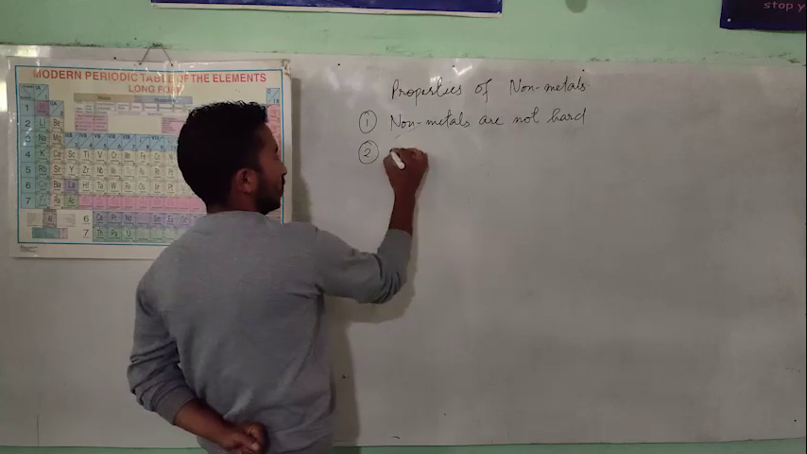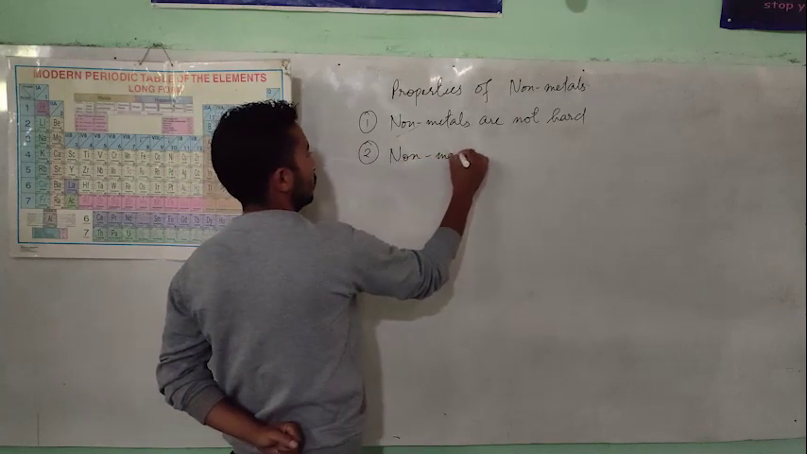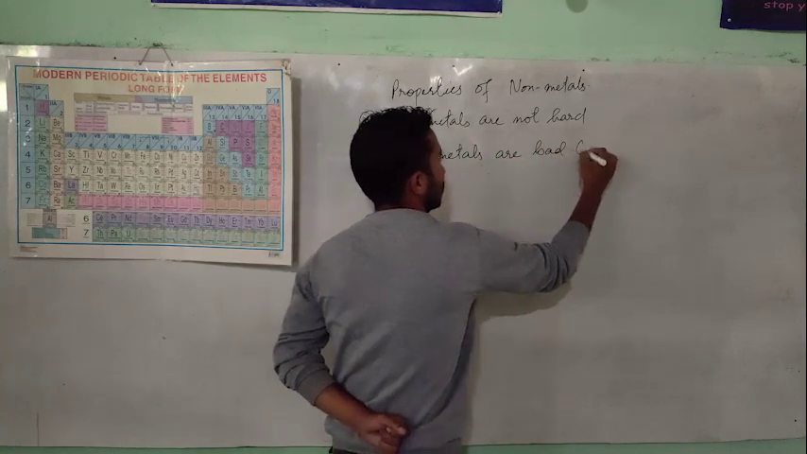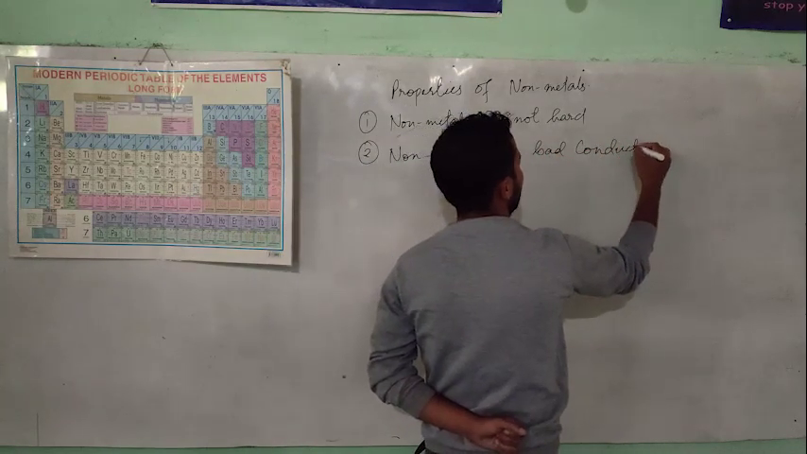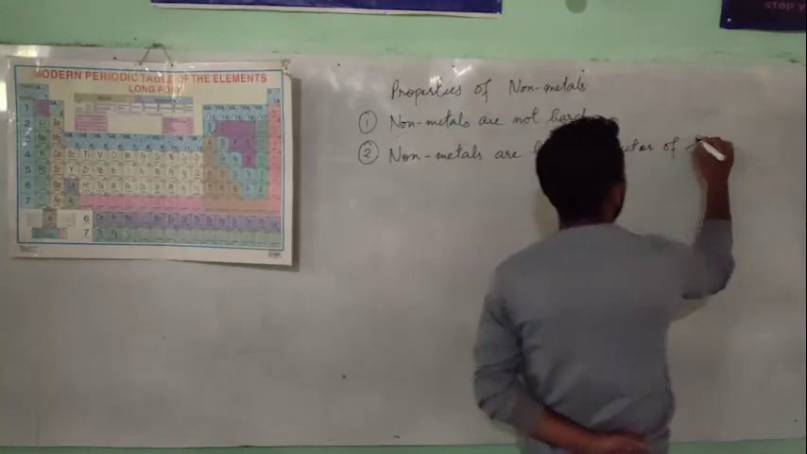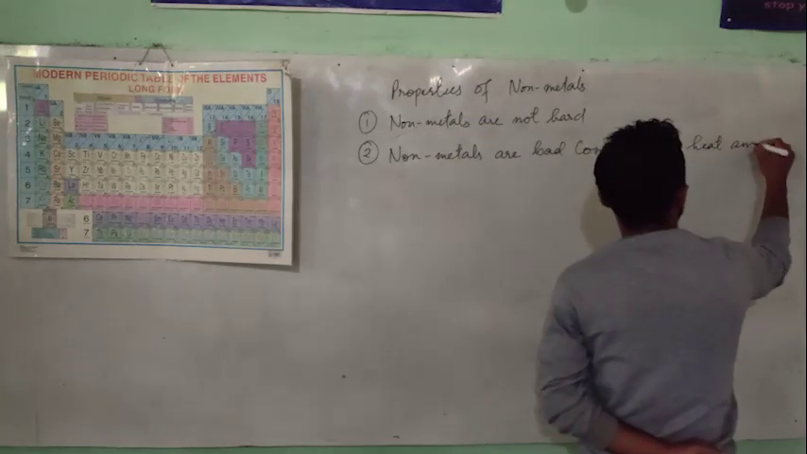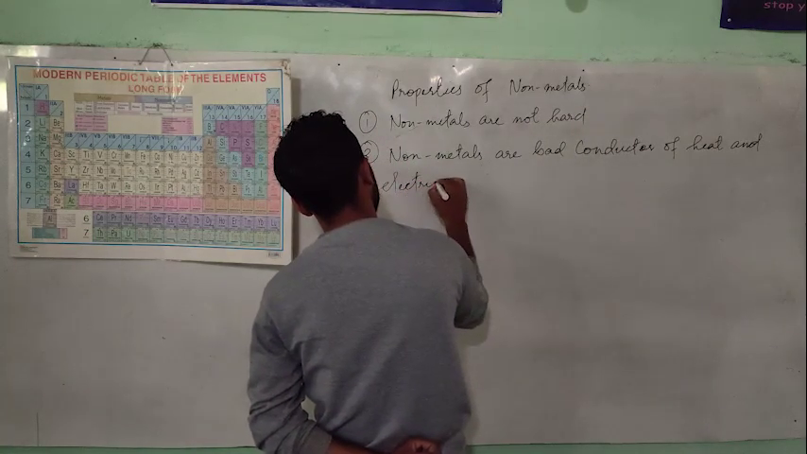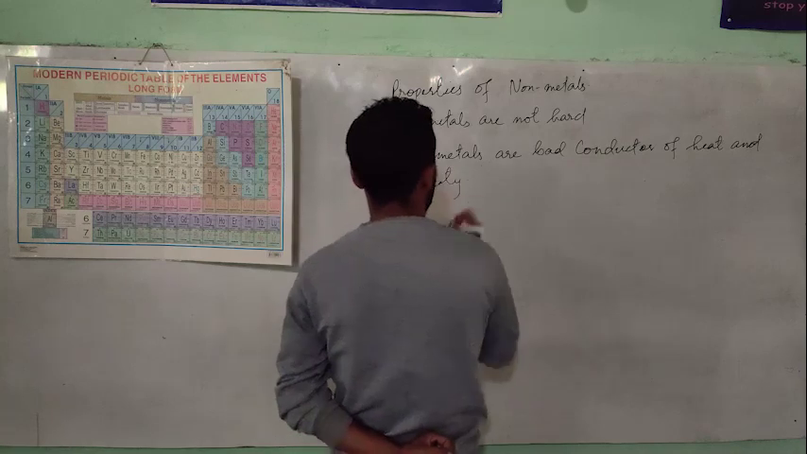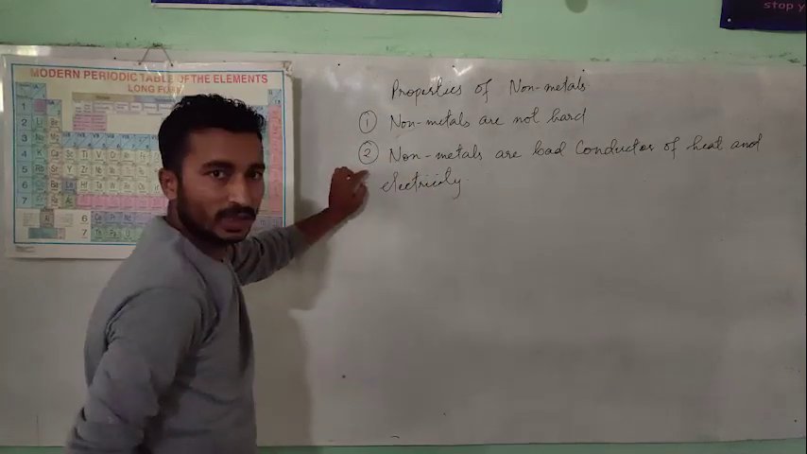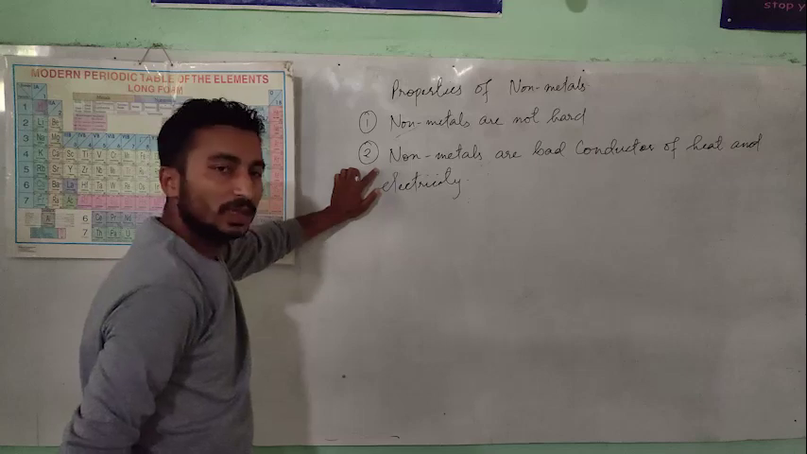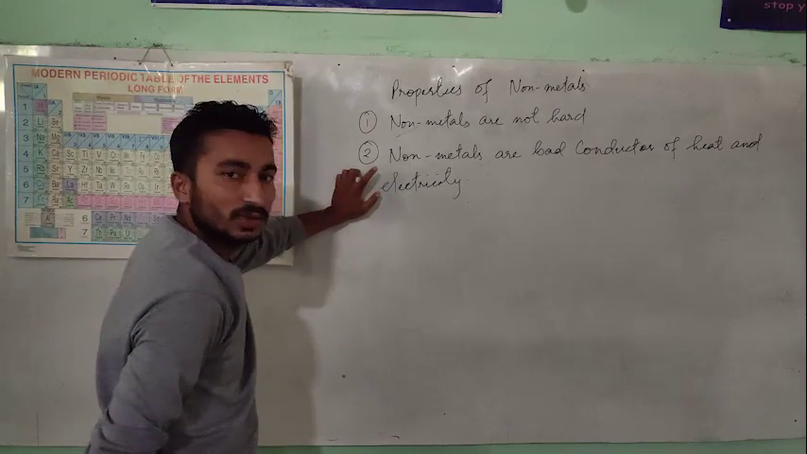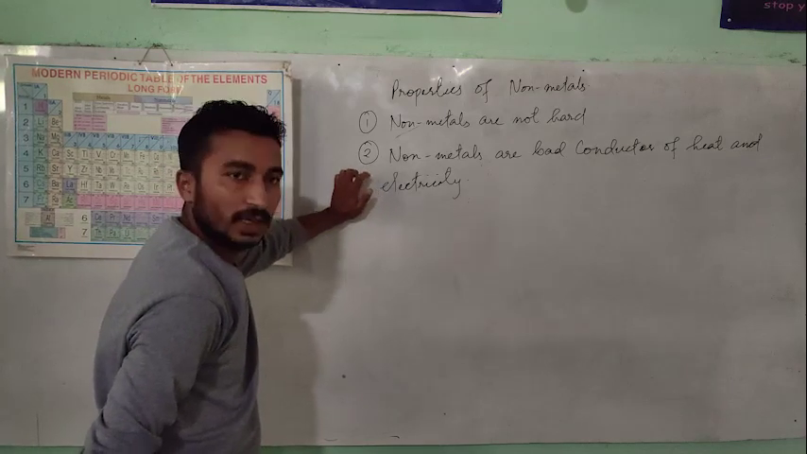Point number 2, nonmetals are bad conductors of heat and electricity. We say nonmetals are bad conductors of heat and electricity because nonmetals do not conduct electricity. A gas cannot conduct electricity. Because of that, we say nonmetals are bad conductors of heat and electricity.